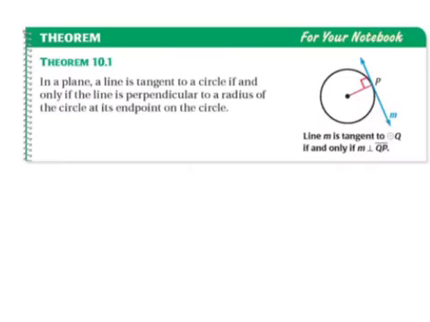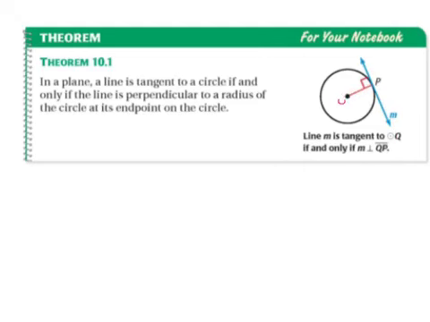Theorem 10.1. In a plane, a line is tangent to a circle if and only if the line is perpendicular to a radius of the circle at its endpoint. So this is really important because we're going to use this to do some calculations. I have a tangent. Line M is tangent to circle Q if and only if line M is perpendicular to QP.